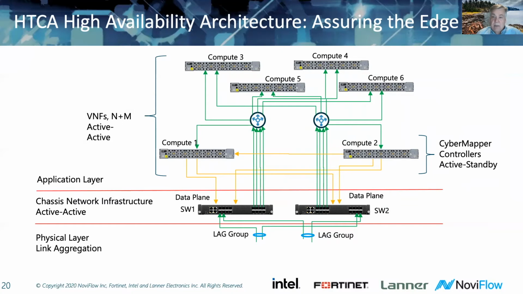The CyberMapper application runs on two different compute blades in an active standby mode. And finally, the virtual security appliances run on the compute blades in an N+1 or N+M mode. If one of the VNFs fail, the traffic is redistributed across the remaining VNFs.